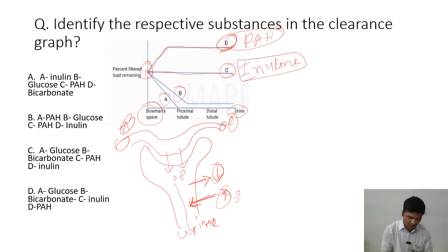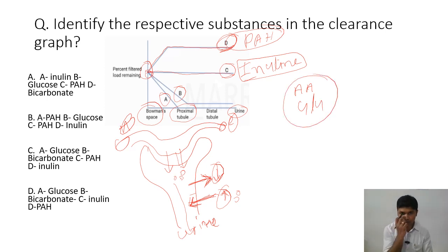Now let's see A and B. So what may A be? We can see the proximal tubule. In the proximal tubule, the concentration is coming down, and after the proximal tubule, nothing is left for the urine. It means it is completely reabsorbed. The substances which are completely reabsorbed are either amino acid or glucose. This is completely reabsorbed in the proximal tubule, so this is either glucose or amino acid.